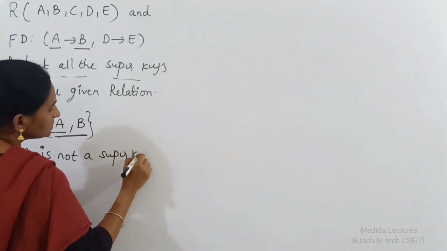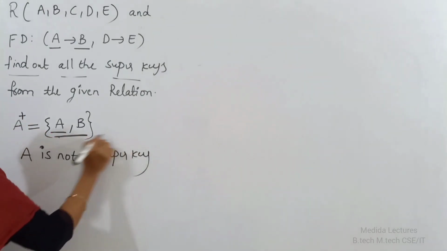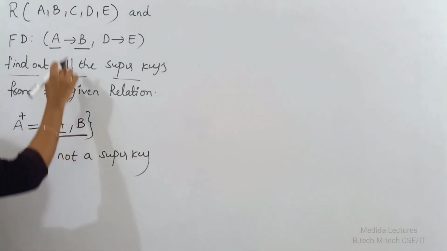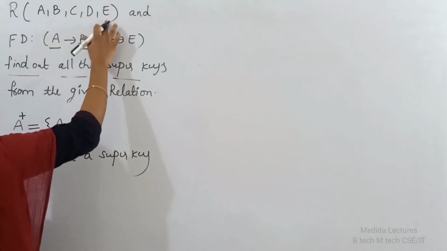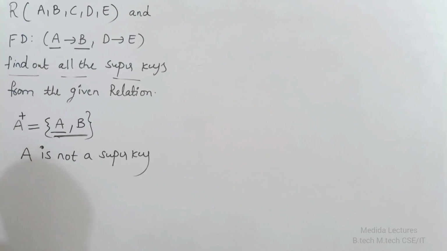Why is A not a super key? If A were a super key, its closure would consist of all the attributes. What are the attributes of the given relation? A, B, C, D, E. But A closure consists of only A, B. So A is not a super key.